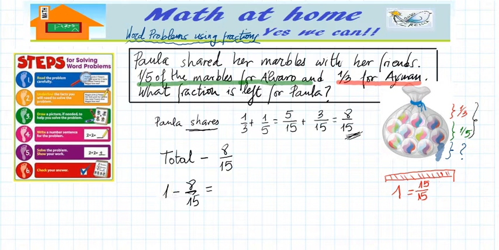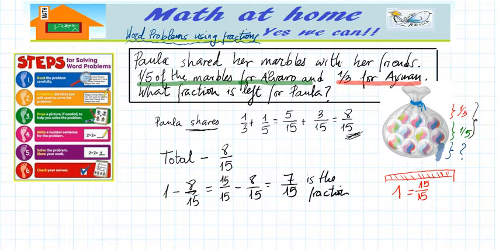And now, to do this, we need to use the same denominator for both fractions. 15 divided by 1, 15 times 1, 15. So 7/15 is the fraction that is left for Paula. Okay, and this is the solution of the problem.